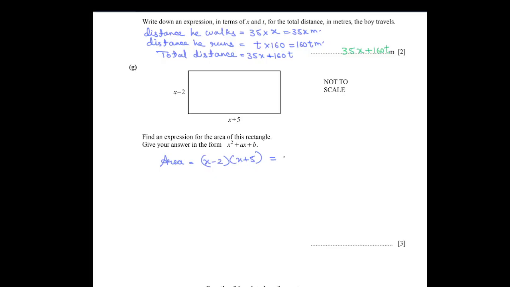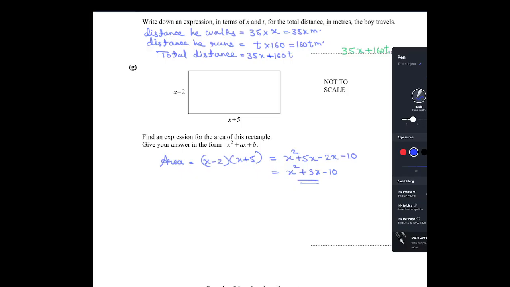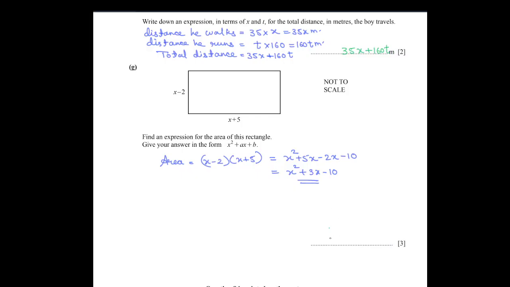Multiply x into x is x square. x into plus 5 is 5x. Minus 2 into x is minus 2x. Minus 2 into plus 5 is minus 10. So x square, 5x minus 2x is 3x, minus 10. This is the answer, and we got it in the form x square plus ax plus b, where a is 3 and b is minus 10. x square plus 3x minus 10.